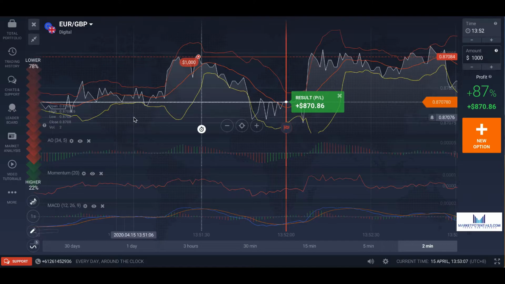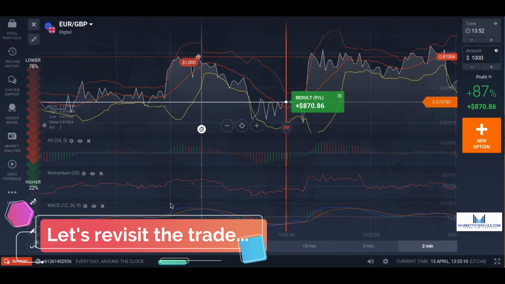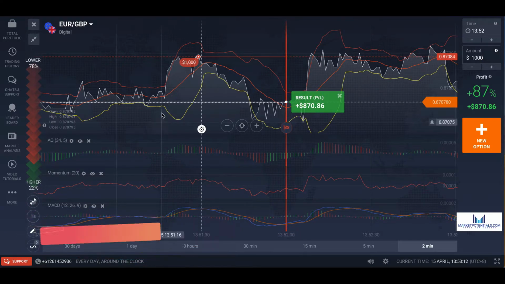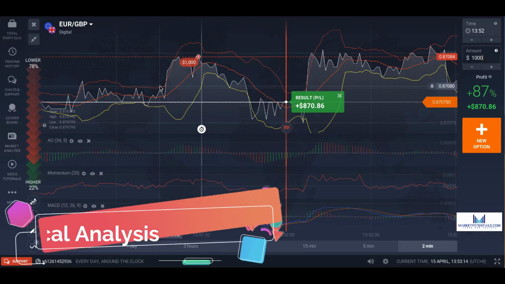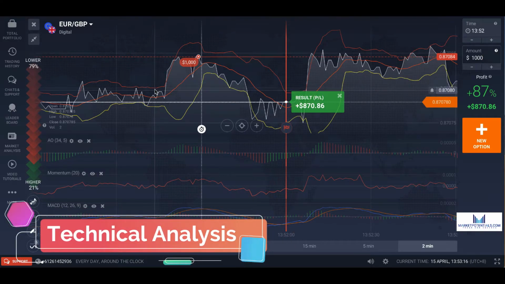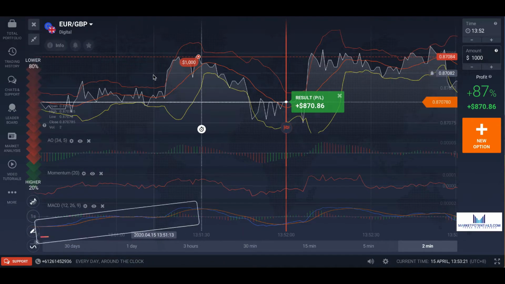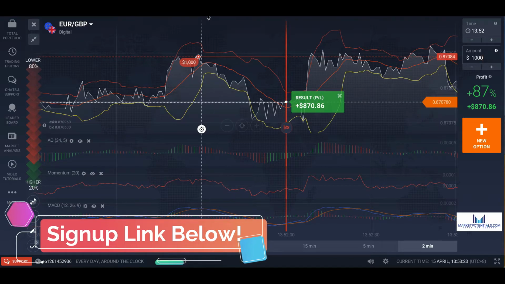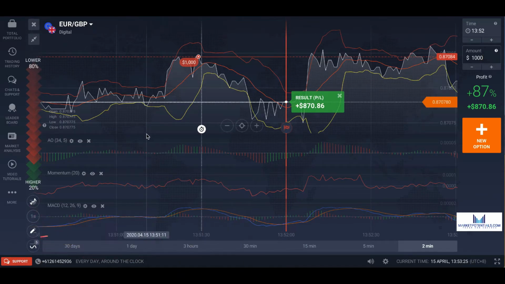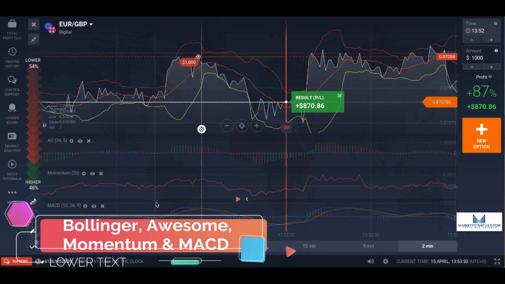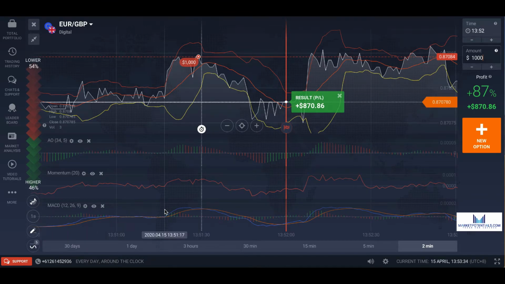So you do need a little bit of technical analysis. If you're entirely new to this, you can just do a quick Google and find out what this is all about. Now, in terms of this chart in particular, the Forex pair, the Euro versus the British Pound, the indicators that I'm using are very, very traditional. So this is the Bollinger Bands, this is the awesome indicator, momentum, and MACD. All of this combines to provide an overall picture of the trend or the momentum of the chart, and that's exactly all you need.